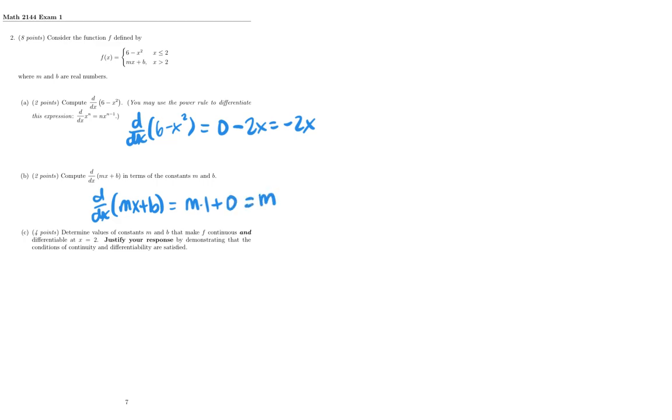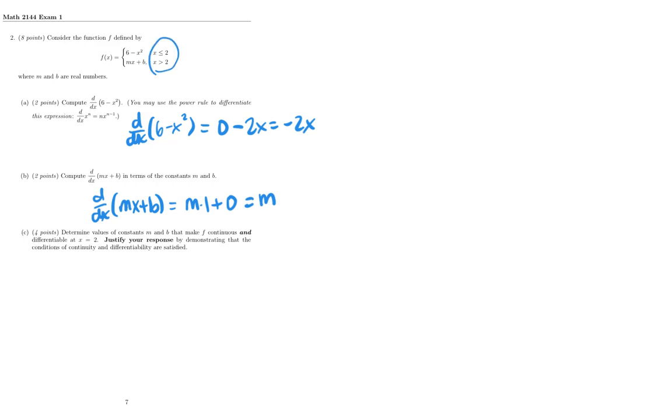And then it says determine the values of constants m and b that make f continuous and differentiable at x equal 2. So to be continuous and differentiable means that the slope has to match and the y value has to match. So I can use my work on parts A and B to make sure that the derivative, or the slope of the tangent, matches on the left and right side at the x value x equal 2.